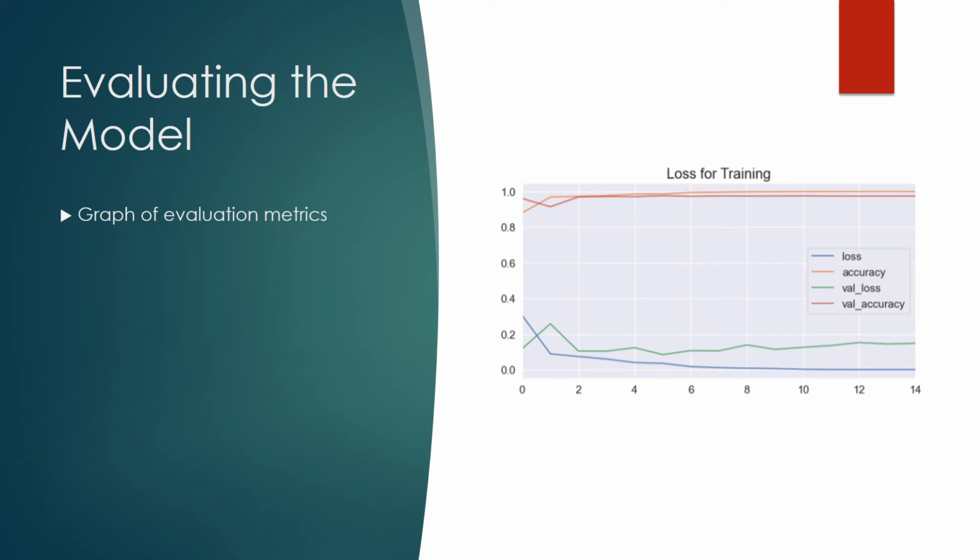After finalizing our model and running through the 15 epochs, it was time to evaluate how our model performed. We used the history instance to create a pandas data frame of our evaluation metrics, and then plotted these values. The result was the following graph that you see on your screen now.